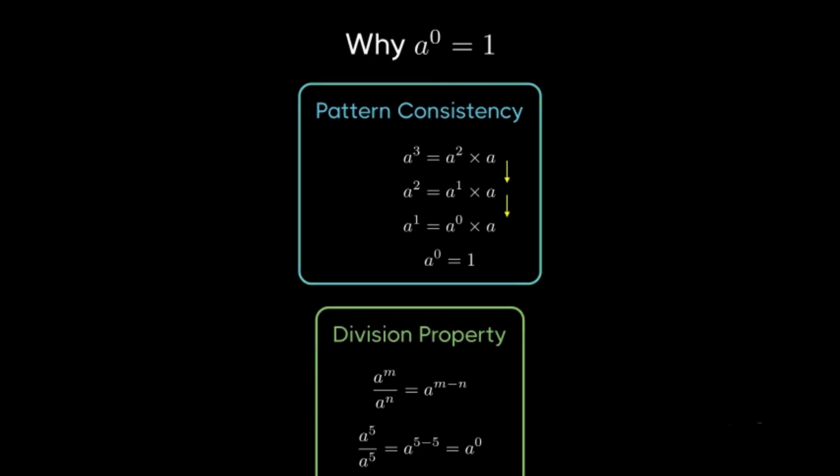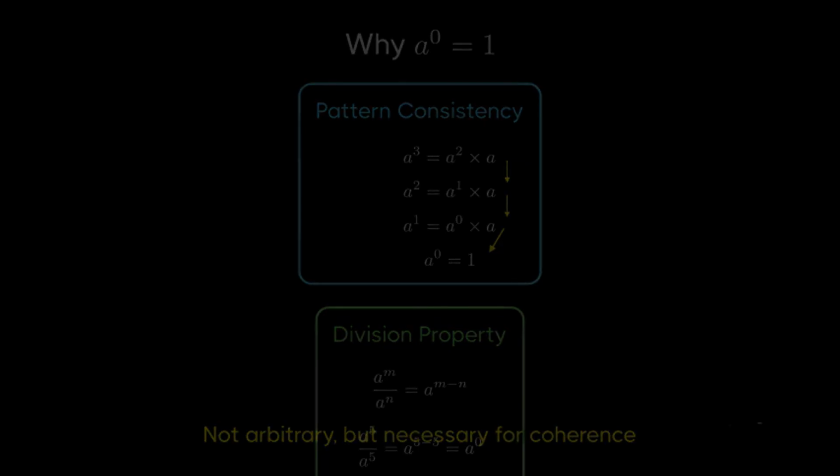Together, these three perspectives, pattern consistency, the division property, and mathematical elegance, form a compelling case that defining a to the power of 0 as 1 isn't just convenient, but mathematically necessary. The definition a to the power of 0 equals 1 isn't an arbitrary choice mathematicians made. It's a logical necessity that enables consistent arithmetic and algebraic operations. Understanding why a to the power of 0 equals 1 helps us appreciate that mathematics isn't built on arbitrary rules, but on logical necessities that create a beautiful, interconnected system.